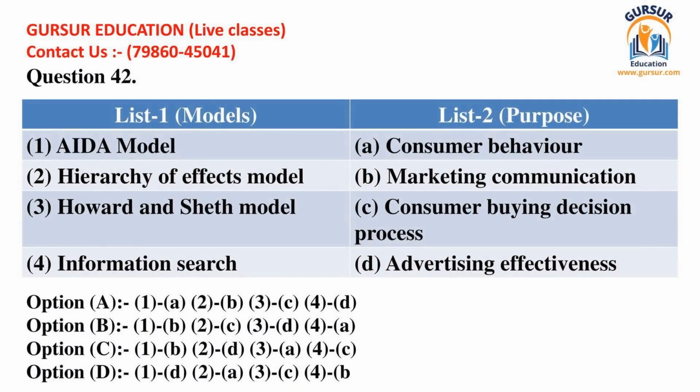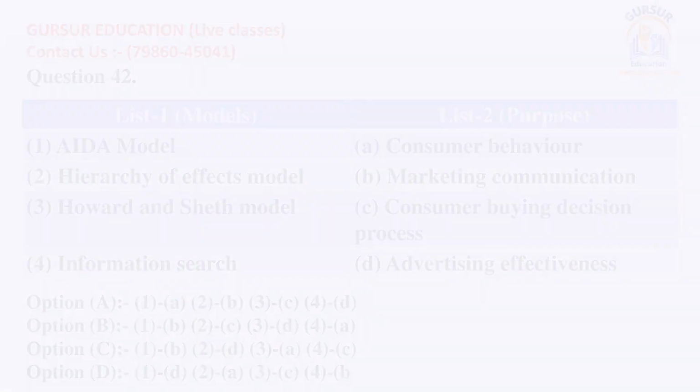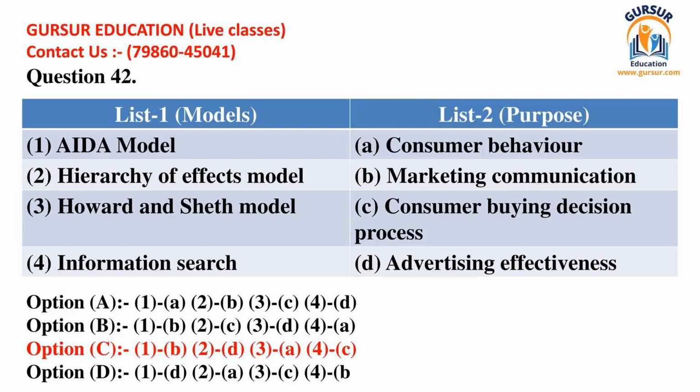Question number 42. Two lists are given in this question. You have to match correct items of list 1 with correct items of list 2. The list 1, models, contains the following items. 1. AIDA model. 2. Hierarchy of effects model. 3. Howard and Sheth model. 4. Information search. The list 2, purpose, contains the following items. A. Consumer behavior. B. Marketing communication. C. Consumer buying decision process. D. Advertising effectiveness. Below are given the options with different matches. You can pause the video and choose the appropriate answer. The right answer of the question is option C. We suggest you pause the video to analyze and learn the correct combination.